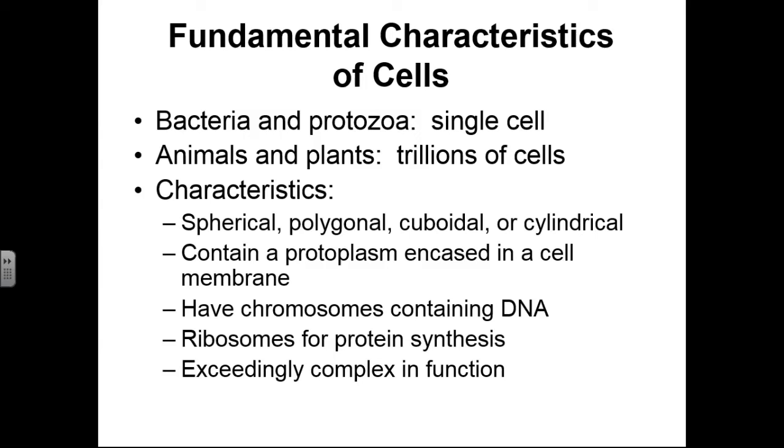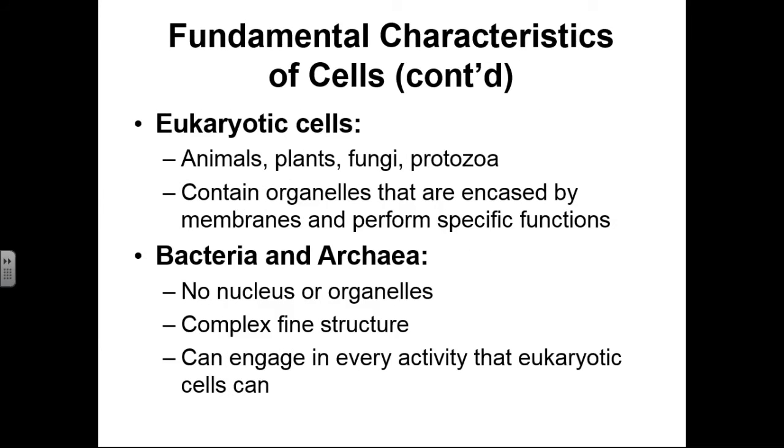Some cells are going to use ribosomes for protein synthesis. Actually, most cells, I should say, use ribosomes for protein synthesis. And then our cells can be exceedingly complex to much more simple in function. All eukaryotic cells, as I mentioned before, have membrane-bound organelles and have a true nucleus. Animals, plants, fungi, and protozoa fall into that eukaryotic cell state.